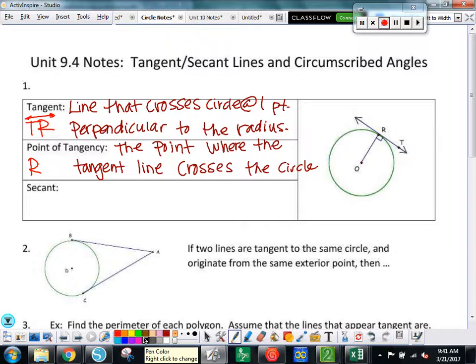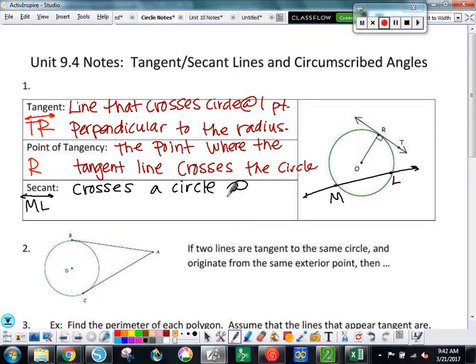The last definition is what is a secant line. It's not drawn in, so let's add it. The secant line is ML. What would be the definition? A line that what? Keep talking. Crosses the circle at 2 points. So a secant line crosses a circle at 2 points. So it goes through the circle. Tangent lines skim the side of it, secant lines go through. Kind of like a chord, but it's been extended.